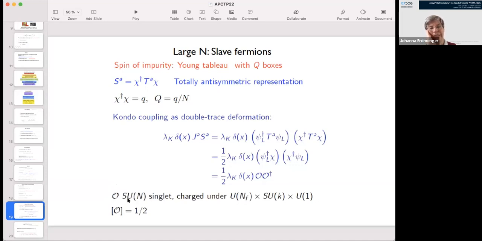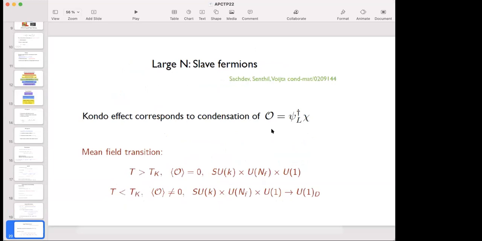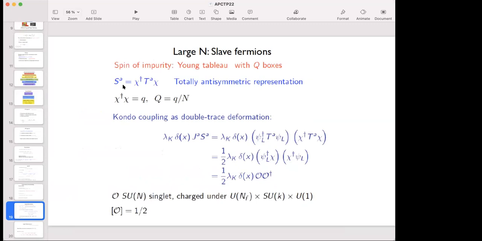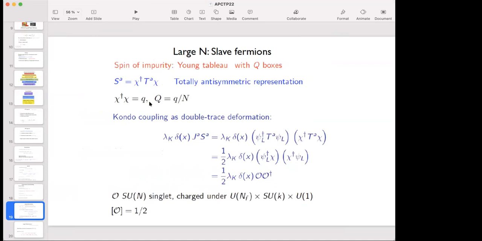Because under this SU(N), this is in the anti-fundamental and this is in the fundamental. So this is a singlet of the SU(N), but it breaks this new U1. Which representation does chi belong to, in SU(K) times U(N_F) times U1? It's in the fundamental representation of SU(N). And there's no U1 in chi.